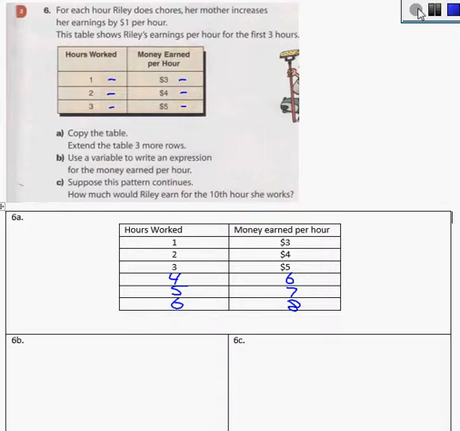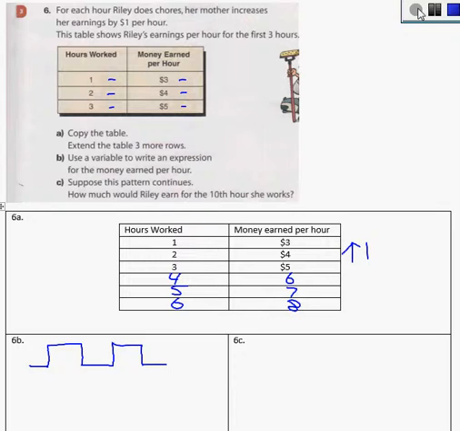Alright, well, here's how you do it. I'm going to look at my money earned per hour. I want to see the pattern there. And I can see that it's increasing by 1 each time. And I'm going to use that as a hint. Basically, to write an expression, I need to think about it like an input-output machine. So what's happening in the input-output machine? There might be a little hint here.